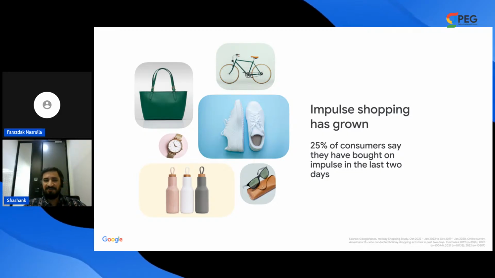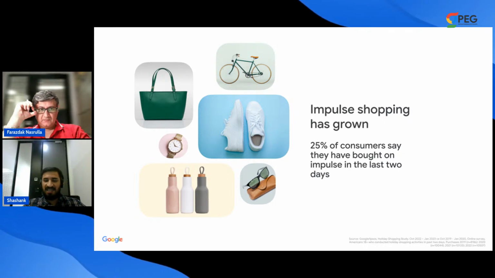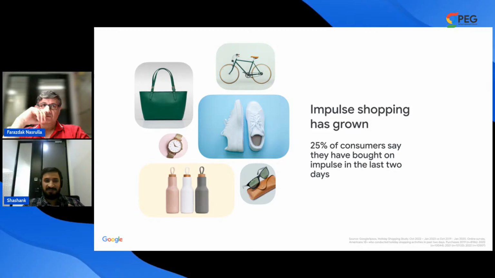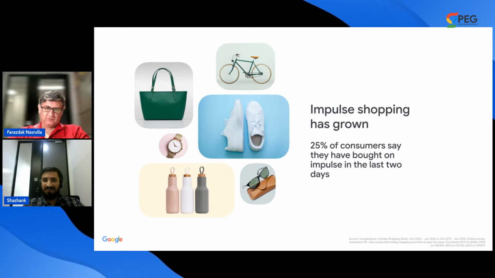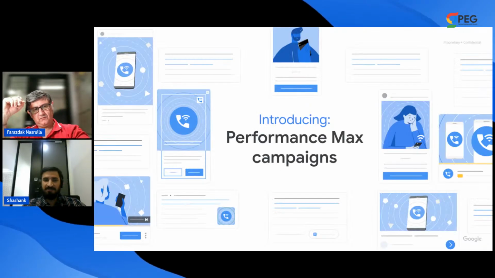The second research that we have done over the past few years also told us that 25% of consumers have accepted that they have done some impulse shopping. Meaning these users did not really need these products, however, they still ended up purchasing them, and that was entirely out of impulse. So this means that if you're able to show your products to these consumers on different channels, that can improve the chances of your online sales and your online business growth. And that's where PMax pitches in.